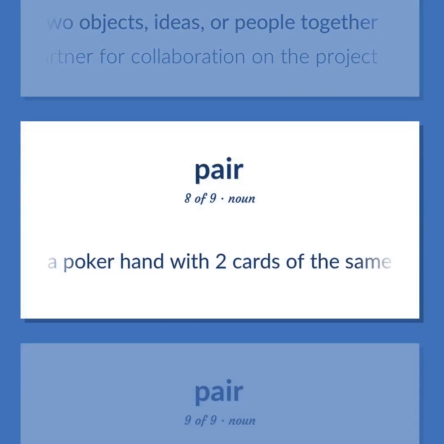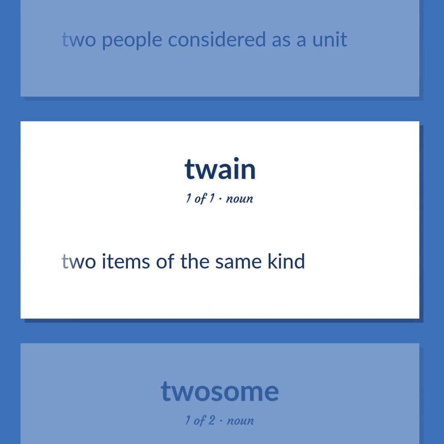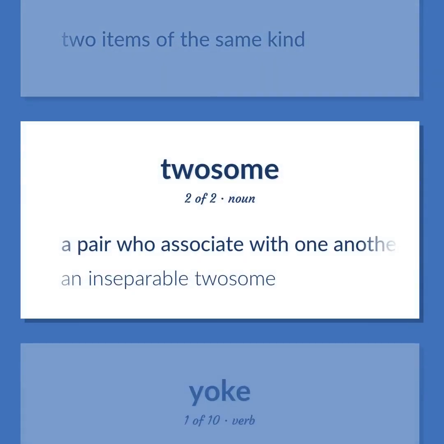A poker hand with two cards of the same value. Two people considered as a unit. Two items of the same kind. Two items of the same kind. A pair who associate with one another. An inseparable twosome.